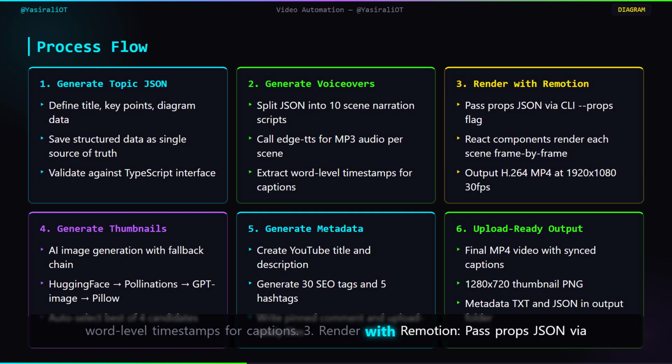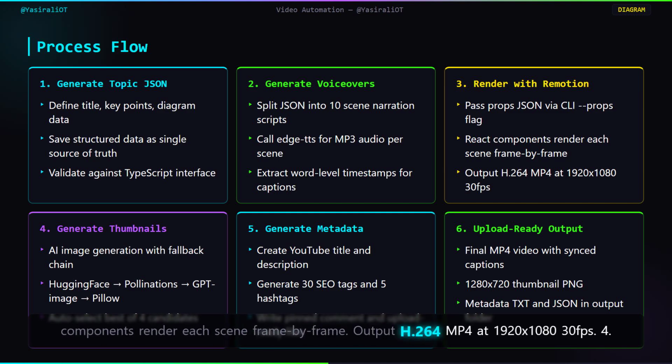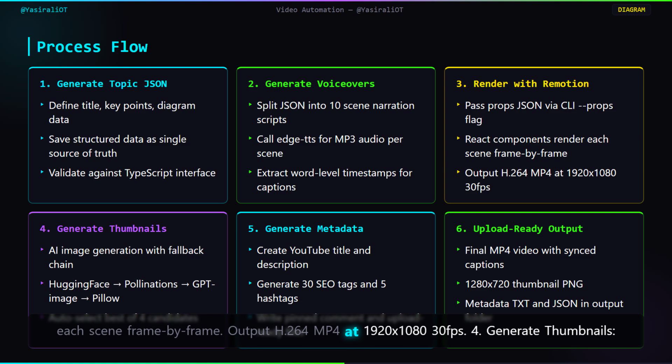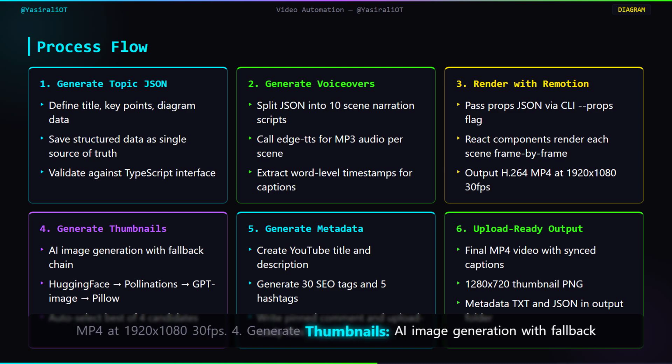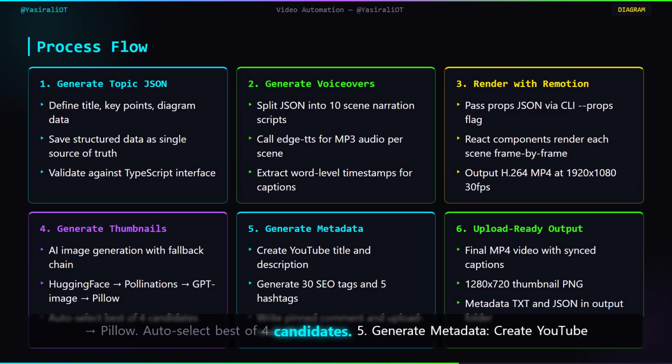3. Render with Remotion, pass props JSON via CLI props flag. React components render each scene frame by frame. Output h.264 MP4 at 1920 by 1080 30 frames per second. 4. Generate thumbnails, AI image generation with fallback chain. Hugging Face, Pollinations, GPT image, Pillow. Auto-select best of 4 candidates.